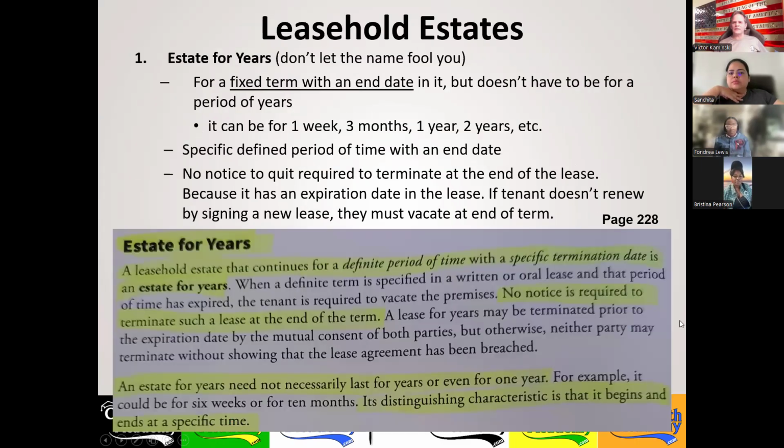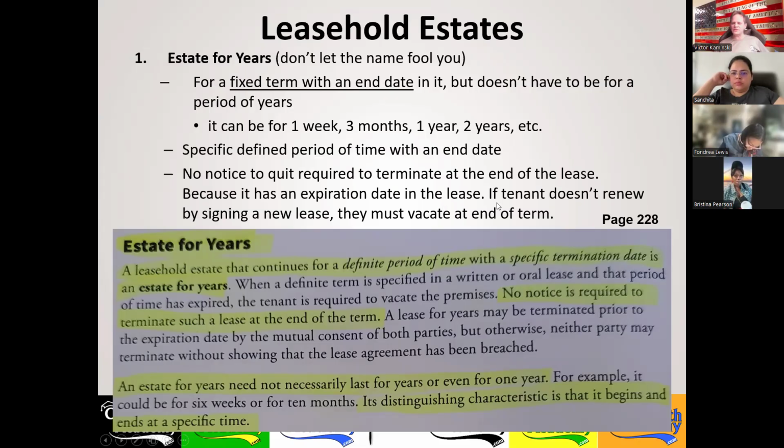So, once again, let's do the highlights now for each one of them one at a time. Estate for years. It could be for a fixed term, but it doesn't have to be for a period of years. So don't let the name fool you. Could be for a week, 3 months, a year, 2 years, etc. Specific defined period of time with an end date in the term. And no notice to quit is required to terminate at the end of the lease because it automatically ends if you do not renew it and sign a new lease.